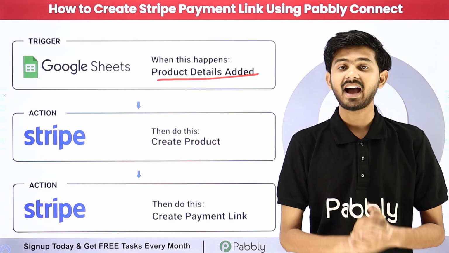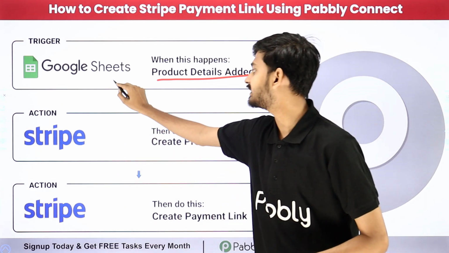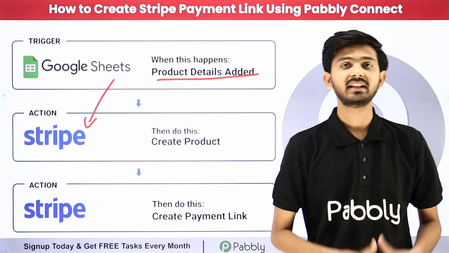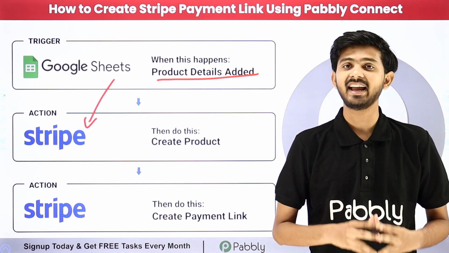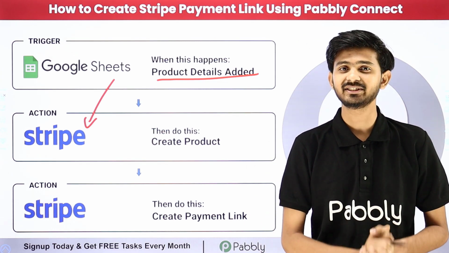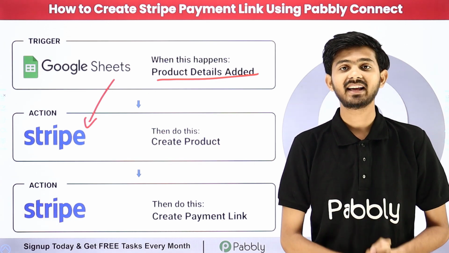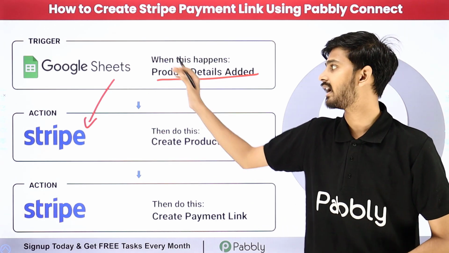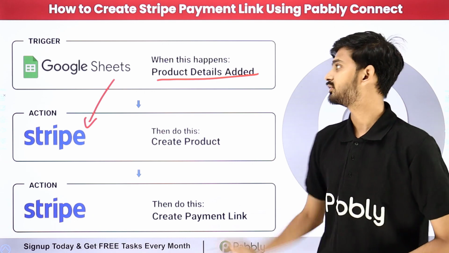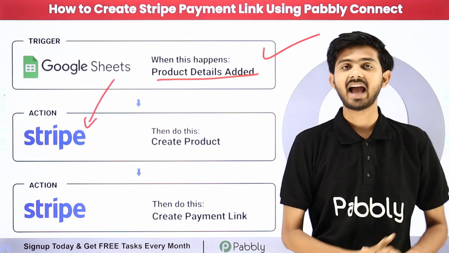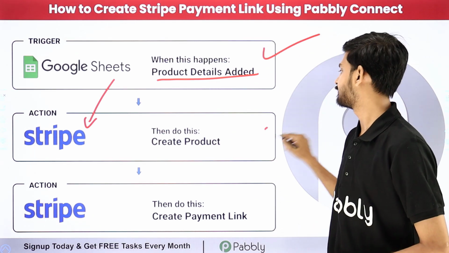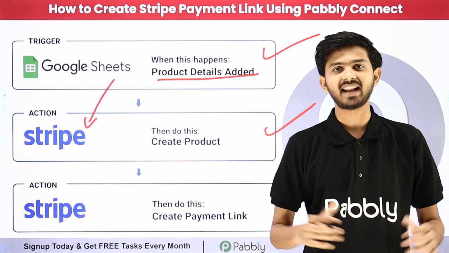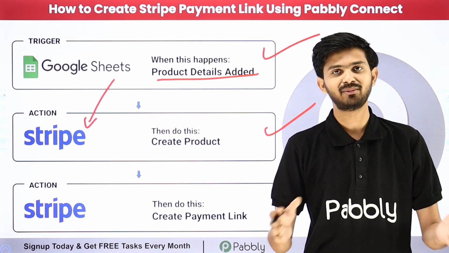So for my objective, I have to build a connection between Google Sheets and Stripe. So for building this connection, I'm going to use Pabbly Connect, which is an amazing software for automation and integration. In Pabbly Connect, I need to use the concept of trigger and action. In trigger application, I'm going to use Google Sheets. In action application, I'm going to use Stripe. So how I'm going to build this connection? For that, let me take you to my computer screen.